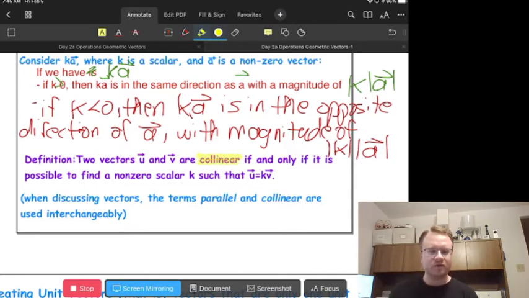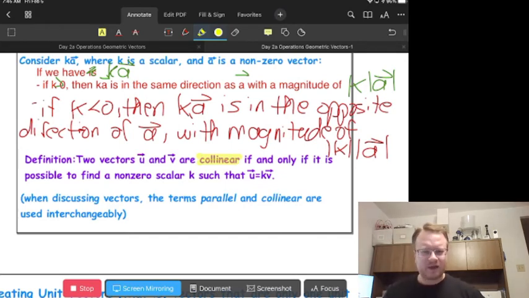All right, well, the two vectors u and v are collinear if and only if it is possible to find a non-zero scalar k such that vector u is equal to k times the vector v. When discussing vectors, the terms parallel and collinear are used interchangeably. Because remember, we can move vectors around. We saw that when we added them up, as long as you don't change the length or the direction, we can slide the vector around into different places and nothing changes about it.